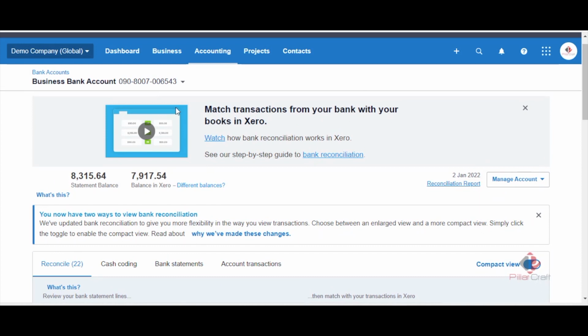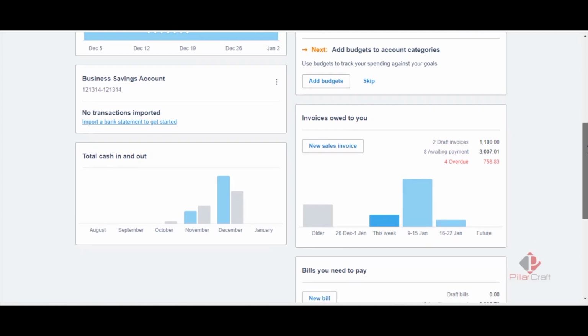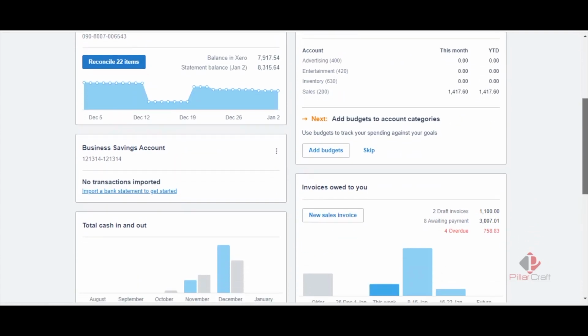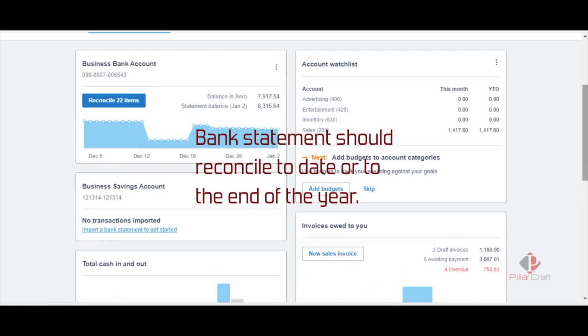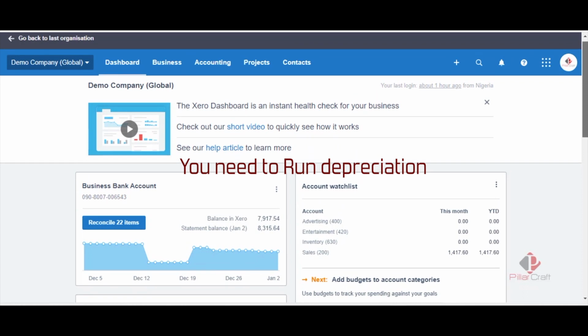If we go back to our dashboard, you will notice that our invoices, the value of what we call amount receivables, has changed drastically. So it means that we have now recognized those transactions. This is why it's important that your bank statements are reconciled to date, if not to date, to the end of the year. Now, having concluded that, the next thing you need to do is run depreciation.